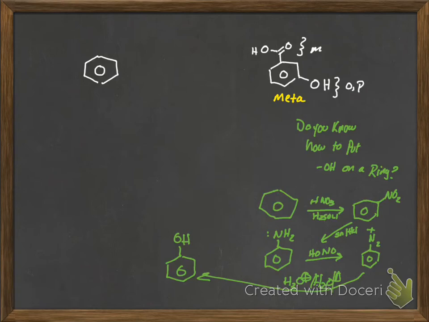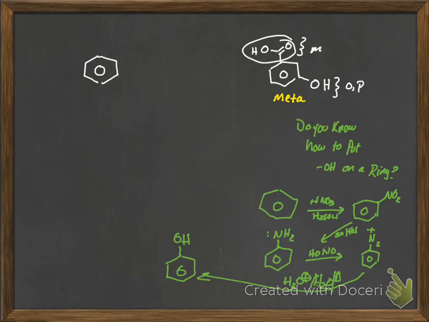Now here's the problem with that. That is an ortho-para director. So because the product is meta, you don't want to put that on there first. So instead, why don't we think about this? How do you know of to make a carboxylic acid group on a molecule?